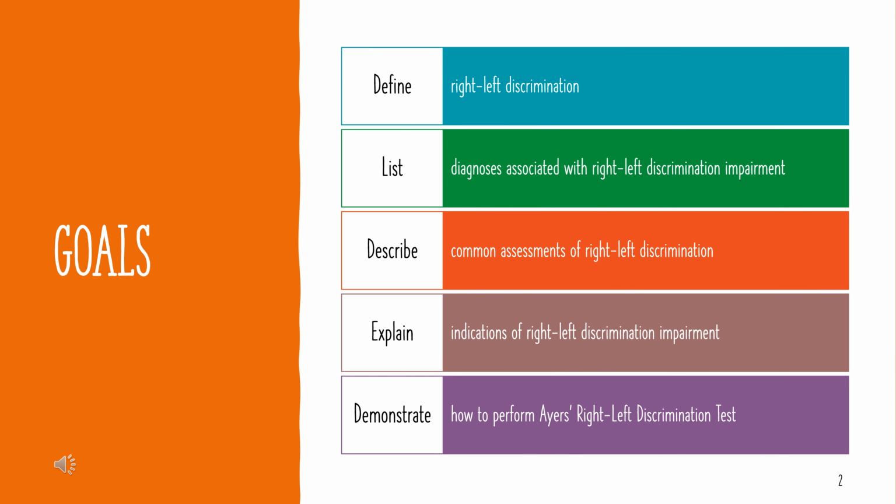Before we get started, I have several goals I would like you to keep in mind as we progress through this presentation. First of all, I would like for you to be able to define right-left discrimination. Then, list diagnoses associated with right-left discrimination impairment. Describe common assessments of right-left discrimination. Explain indications of right-left discrimination impairment. And finally, demonstrate how to perform Ayer's right-left discrimination test.